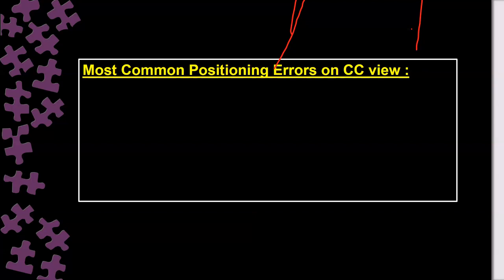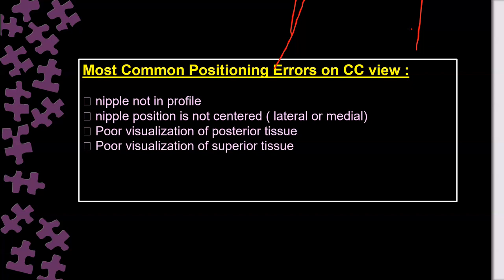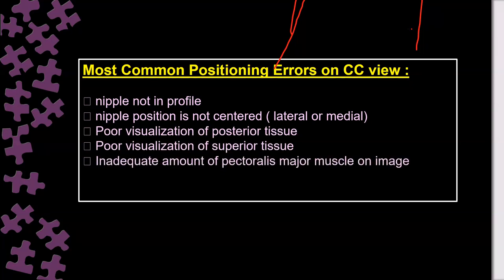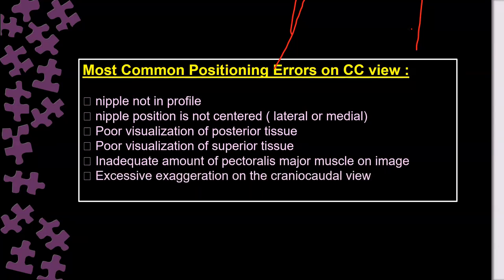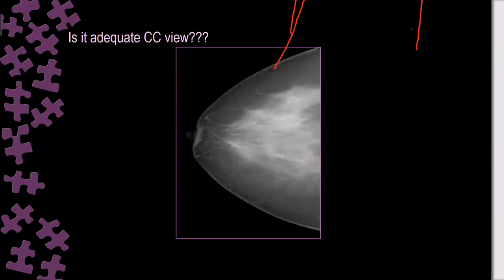Okay, so the most common positioning errors on CC: nipple not in profile, nipple position not central, lateral or medial, poor visualization of posterior tissue, poor visualization of superior tissue, an inadequate amount of pectoralis muscle on the image, excessive exaggeration on the CC view, lateral or medial, and skin fold. Okay, this is my case.